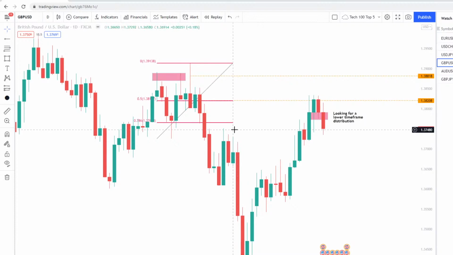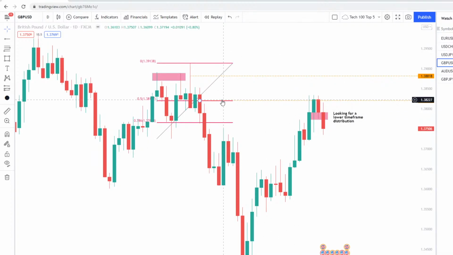And that's just because this is the average positional cost. If an institution pushed price up, right, they had to buy price up for it to break down, meaning that they bought all the way from here to this point, and they have an average position cost, so an average order cost, and that would be the 50% of the range is what their average price is.